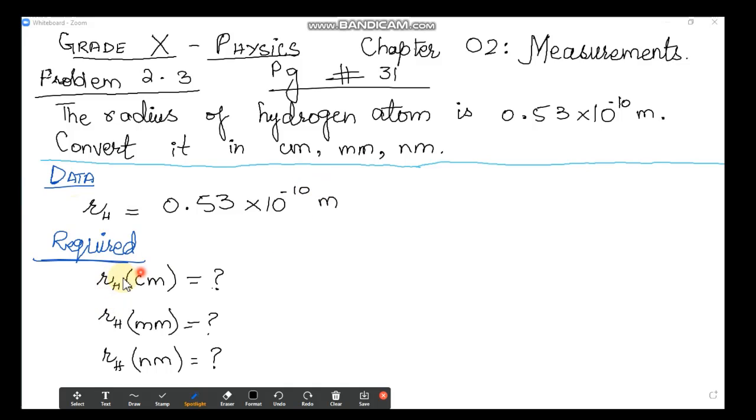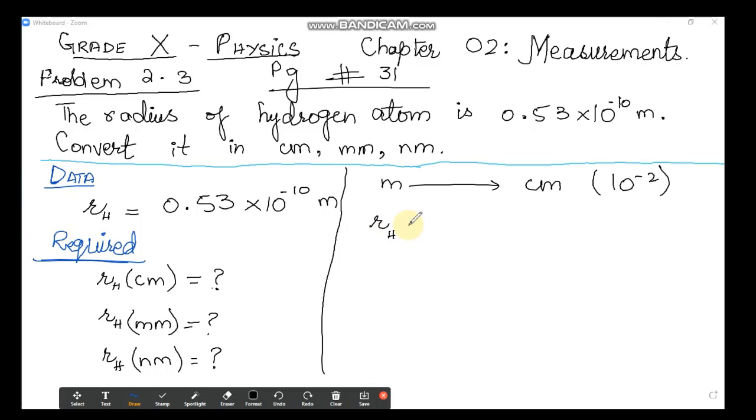The first requirement is the radius of hydrogen atom in centimeters. It means you first remember the value of centi, which is 10^-2. Now you have two methods to solve this. I'm starting the first method on the same page. You convert meters to centimeters, where centi means 10^-2. When you go from meter to centimeter, you are going from a bigger unit to a smaller one, so you have to perform division.